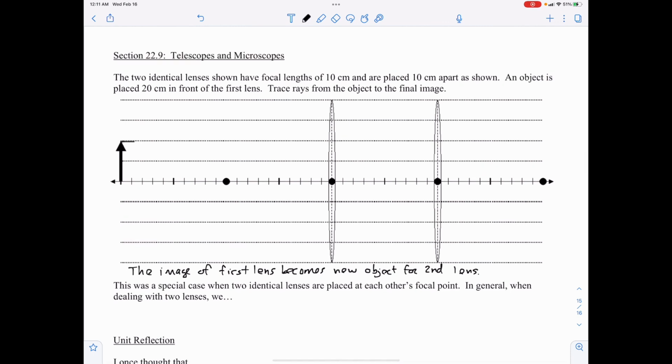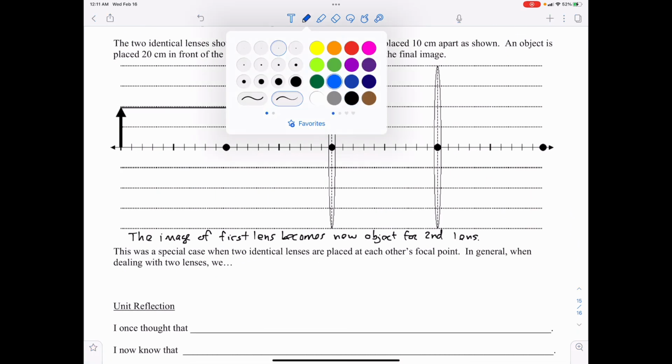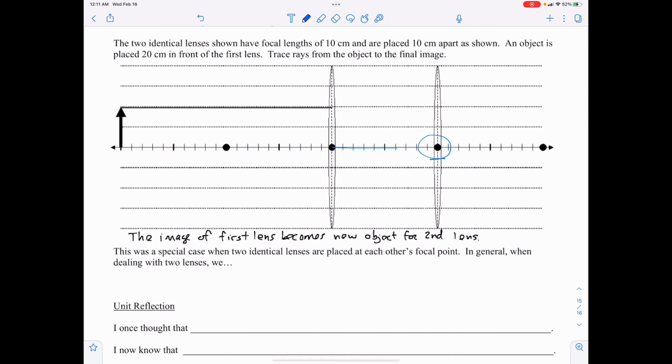The first ray goes parallel to the principal axis. It gets to the lens, and it's going to refract through the focal point. Now, remember, the focal point for the first lens is 10 centimeters away, which happens to be the center of the second lens. So it's literally going to go through the center of that second lens unrefracted, just like that. There's our first ray. Draw your back ray.